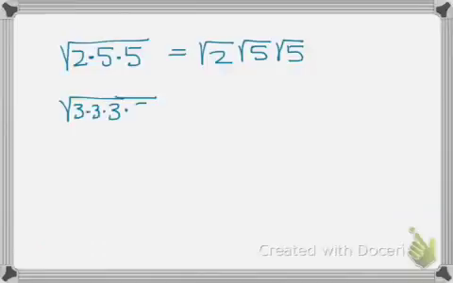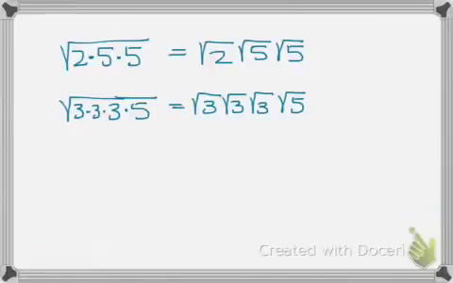We'll do another example. The square root of 3 times 3 times 3 times 5 is the same as the square root of 3 times the square root of 3 times the square root of 3 times the square root of 5. So we'll do an example.